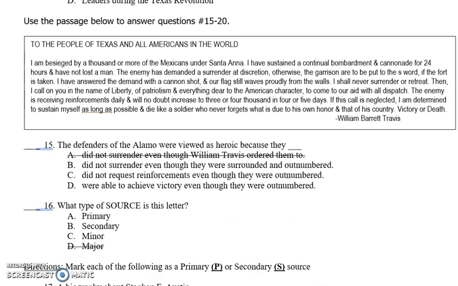Use the passage below to answer questions 15 through 20. To the people of Texas and all the Americans in the world: I am besieged by 1,000 or more of the Mexicans under Santa Anna. I have sustained a continual bombardment and cannonade for 24 hours and have not lost a man. The enemy has demanded a surrender at discretion, otherwise the garrison are to be put to the sword if the fort is taken. I have answered the demand with a cannon shot, and our flag still waves proudly from the walls. I shall never surrender or retreat.